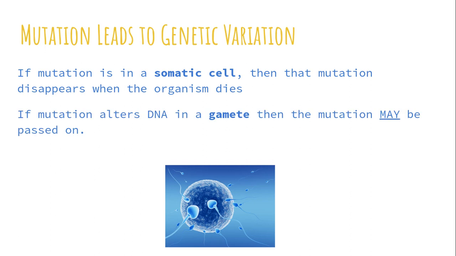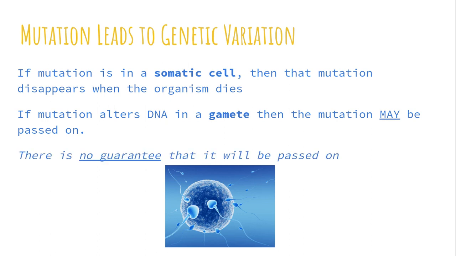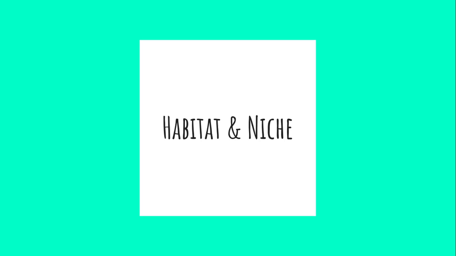But if it alters your gametes, so sperm or eggs, then it is possible that that mutation may be passed on to your offspring. Again, there's no guarantees because the process of meiosis causes random assortment of different genes into different cells. So it could happen, but it may not.